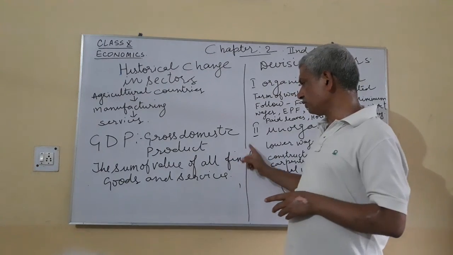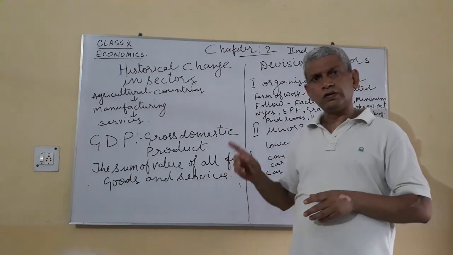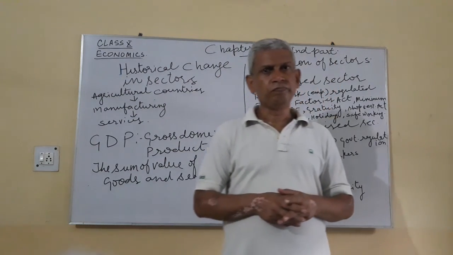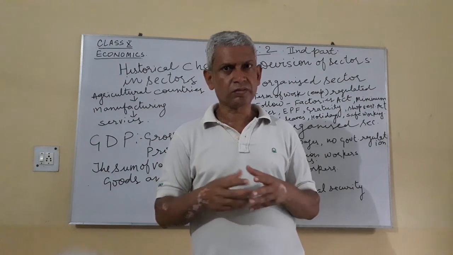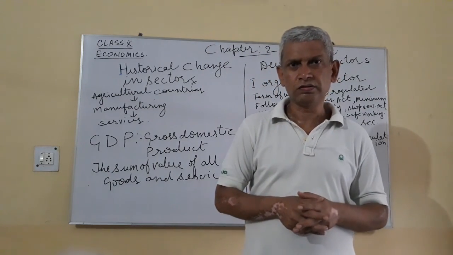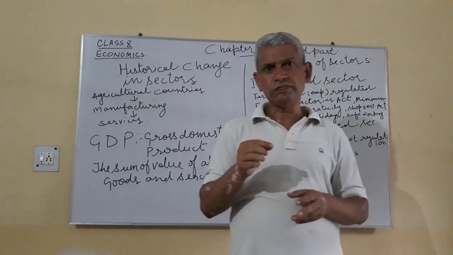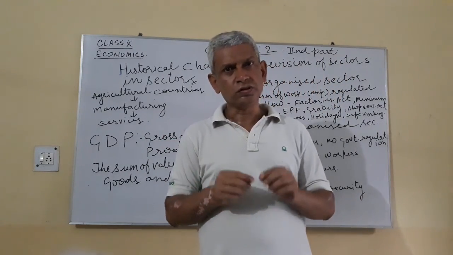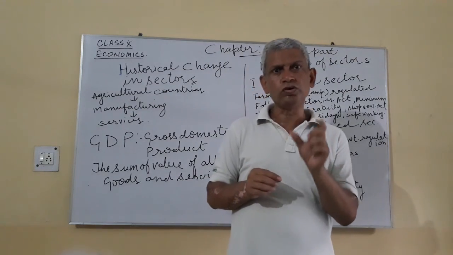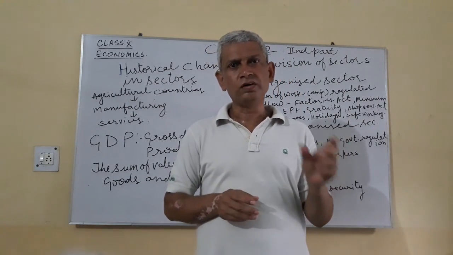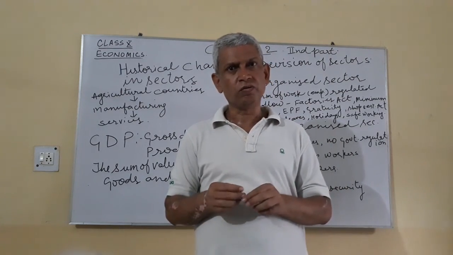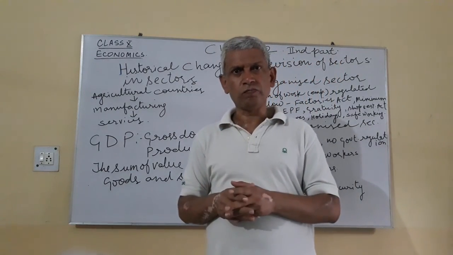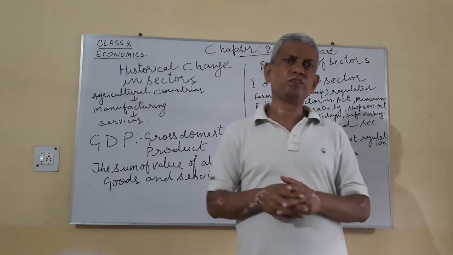So we count the value of final goods and services. Why final goods? Because we add only the final value. Let us take the example of a biscuit. When we add the value of a biscuit into the GDP, we do not include the things used in manufacturing, for example flour or sugar. We only include the final value, that is the thing which we consume directly.